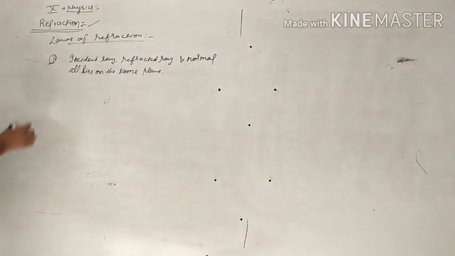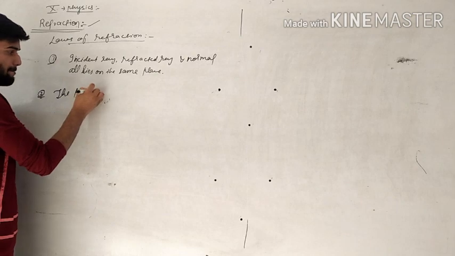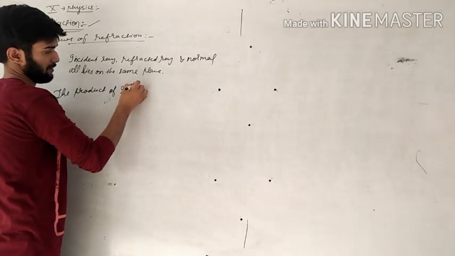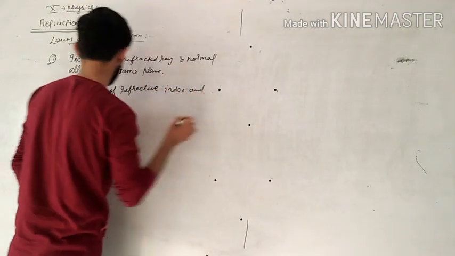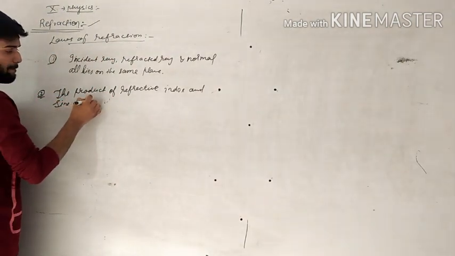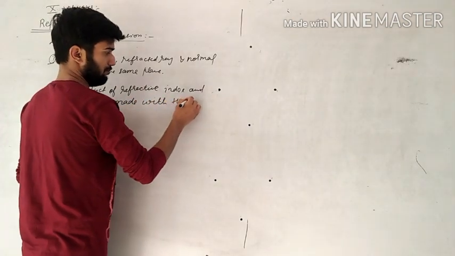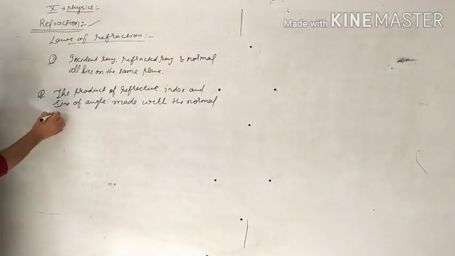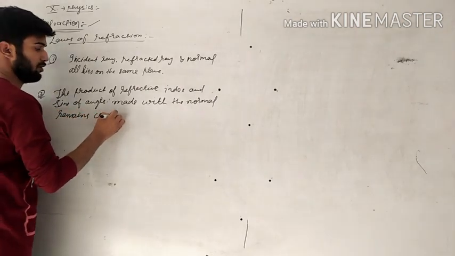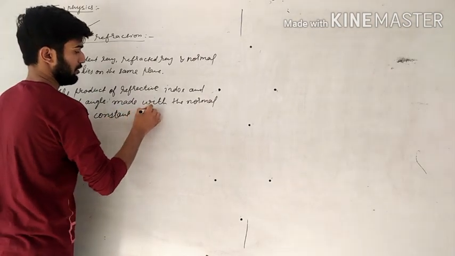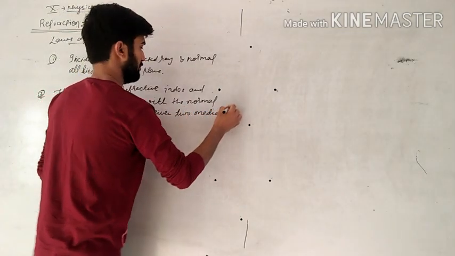Okay, and the second one is the product of refractive index and sine of angle made with the normal remains constant for given two media of light propagation.